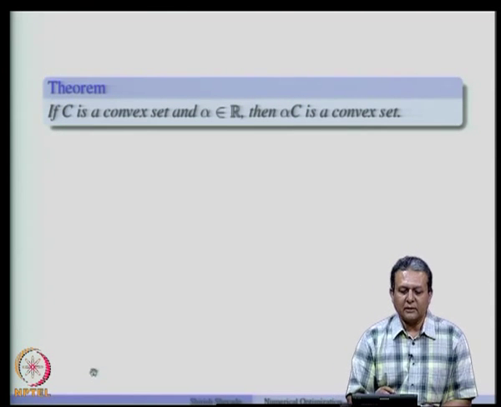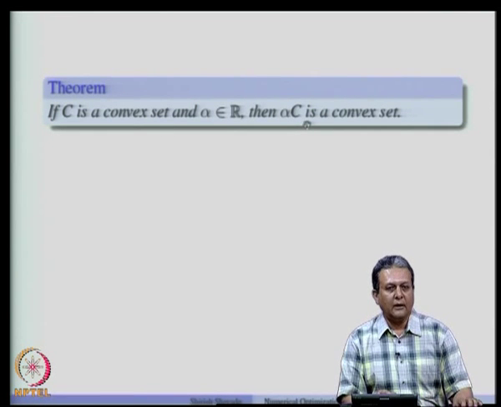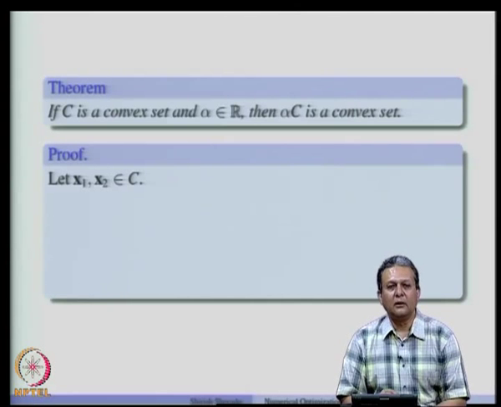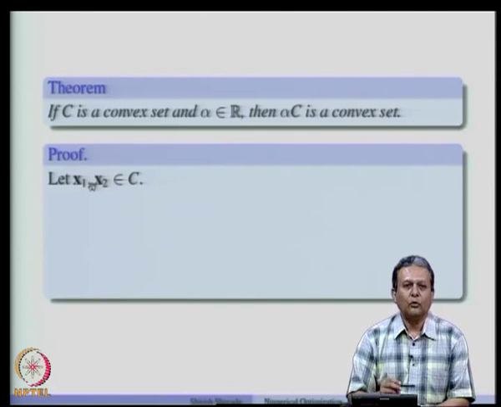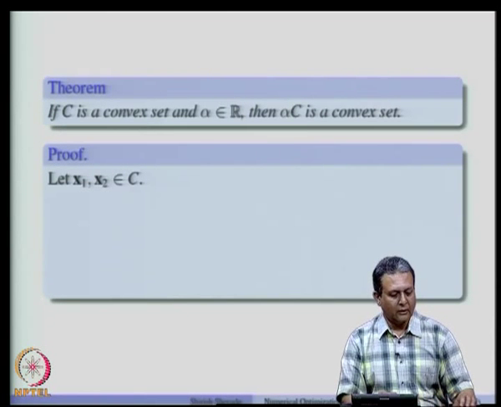Now, here is a third result which says that if C is a convex set and alpha is a real number, then alpha C is a convex set. Again, it is very easy to prove that. So, let us take 2 points in the set C and show that the line segment joining these 2 points also belongs to the set C.